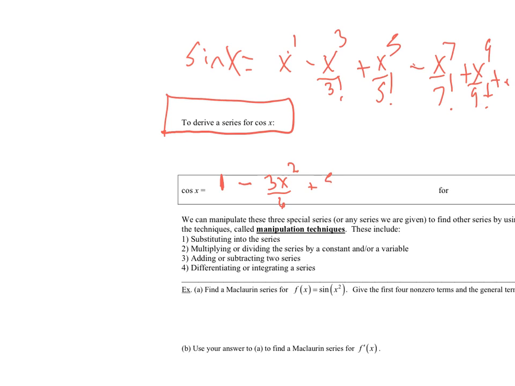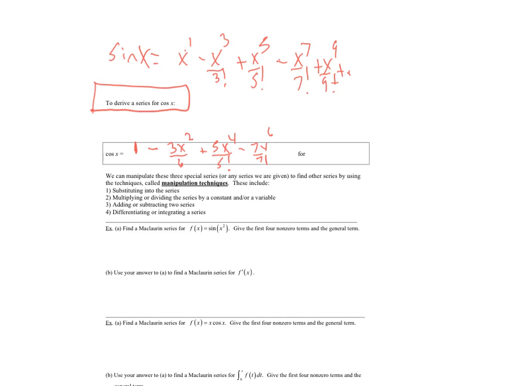plus 5x to the 4th over 5 factorial, which is going to cancel out the 5's, but I'm still going to have a 4 times 3 times 2. Then I have a minus 7x to the 6th over 7 factorial. And cosine can also be, x's can be negative infinity to infinity.